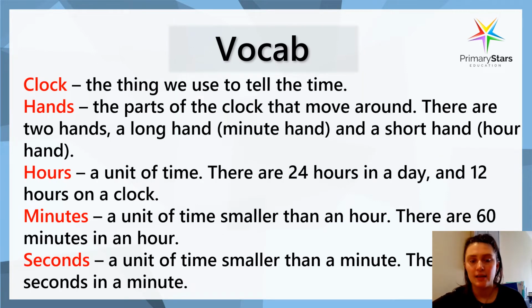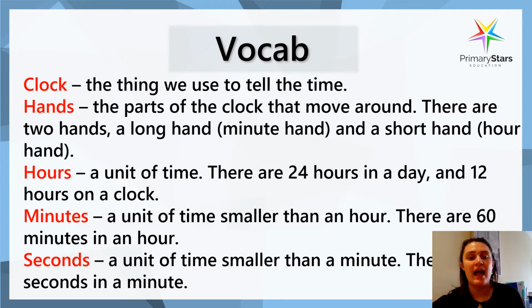So a clock is a thing we use to tell the time. On a clock, there are two hands. Now, I don't mean hands like our hands. The hands are the parts of the clock that move around. There are two hands, a long hand that we call the minute hand, and a short hand that we call the hour hand. So how many hands are there? Two. Very good.